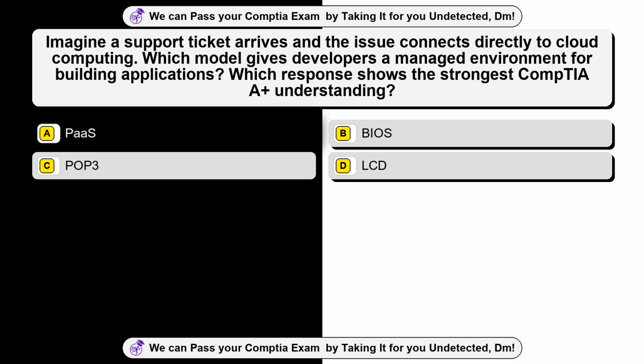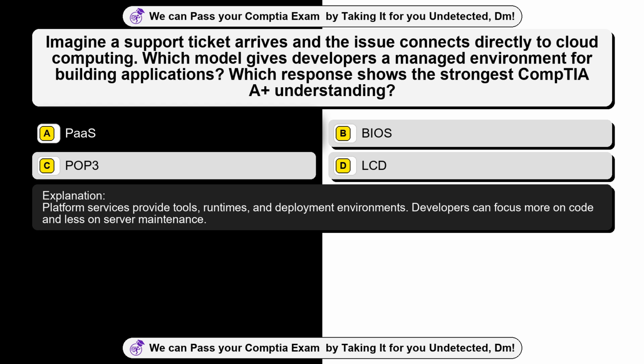The correct answer is option A, PaaS. Platform services provide tools, runtimes, and deployment environments. Developers can focus more on code and less on server maintenance.